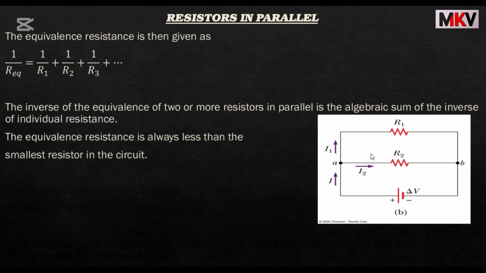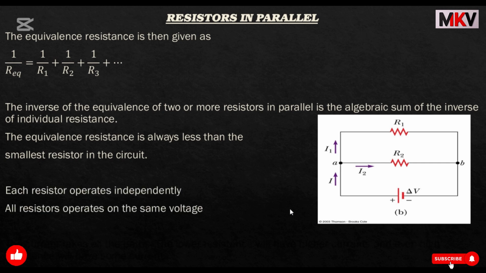If you look at the diagram here, as we discussed earlier, when the current gets to this junction, it spreads out. Some will pass through I1 and some will pass through I2. And when you sum these two currents, they should be equal to the incoming current, from Kirchhoff's law. Now, each resistor operates independently, and all resistors operate on the same voltage.